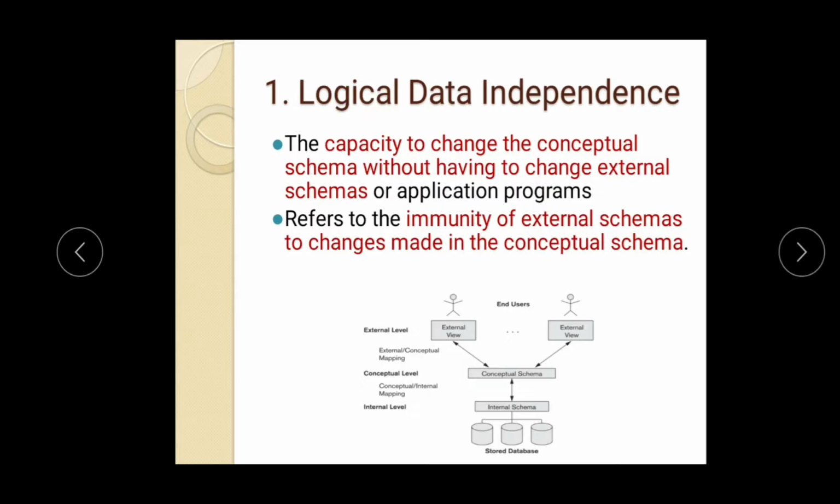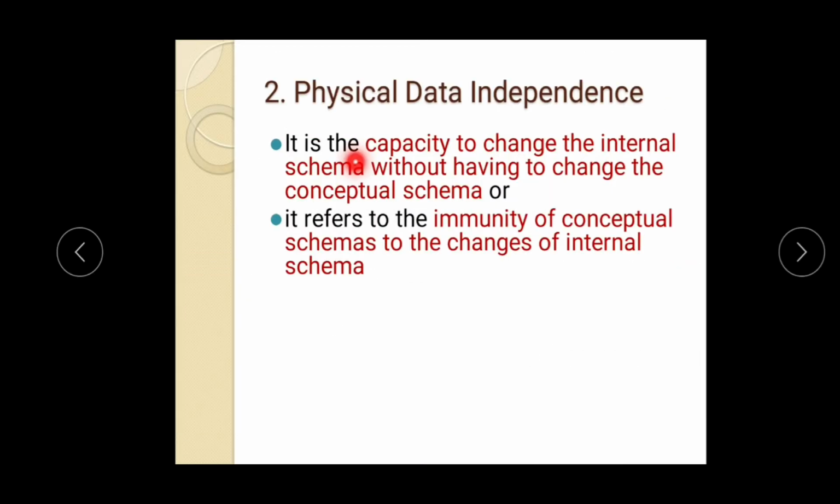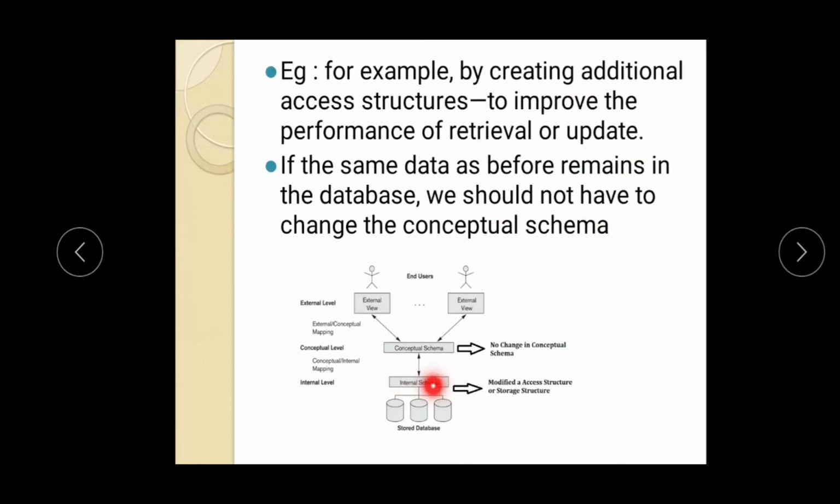Next is physical data independence. The second one is physical data independence. It is the capacity to change the internal schema without having to change the conceptual schema. We are changing the internal schema without any modification in the conceptual schema. What do you mean by internal schema?